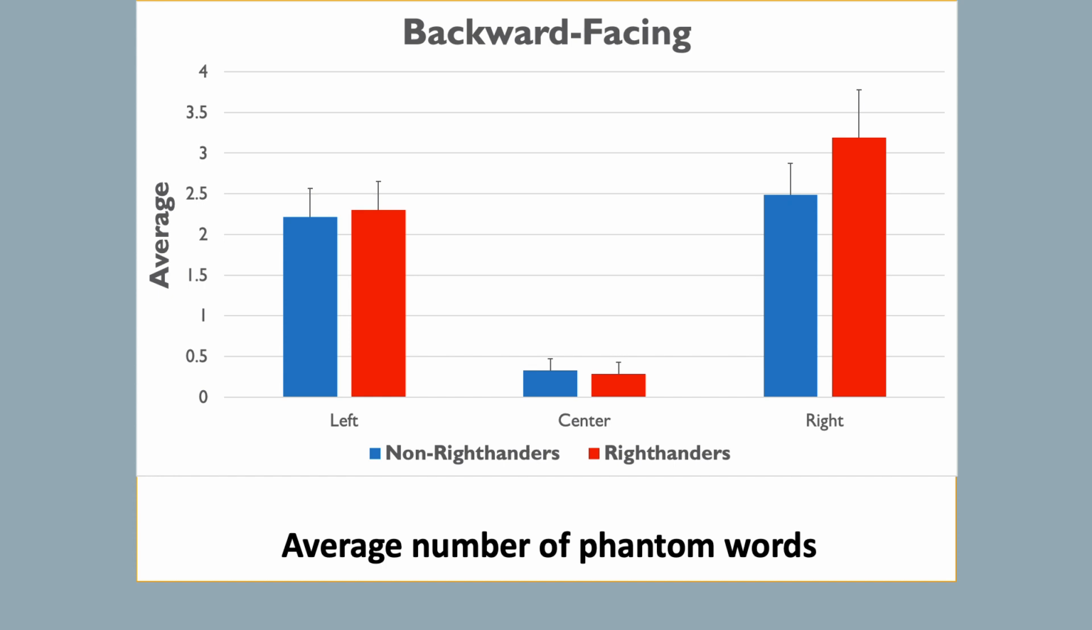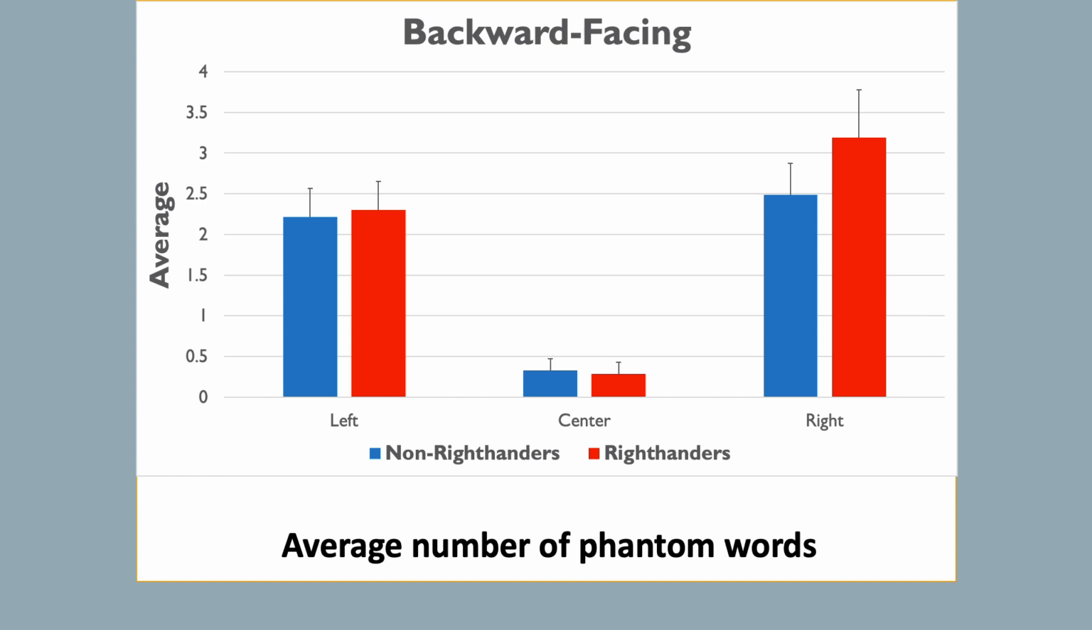This slide shows the same thing for the backward-facing subjects. The right-handers again heard more phantom words as coming from their right than their left, and the non-right-handers again showed no difference in the directions from which the phantom words appeared to be coming.